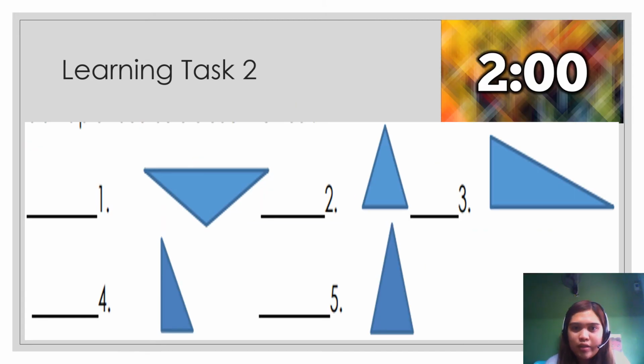Okay, so for learning task 2, identify each triangle according to its sides. Write equilateral triangle, isosceles triangle, or scalene triangle. Write your answers on the blanks provided before each number. So I will give you 2 minutes to answer this learning task. Timer starts now.